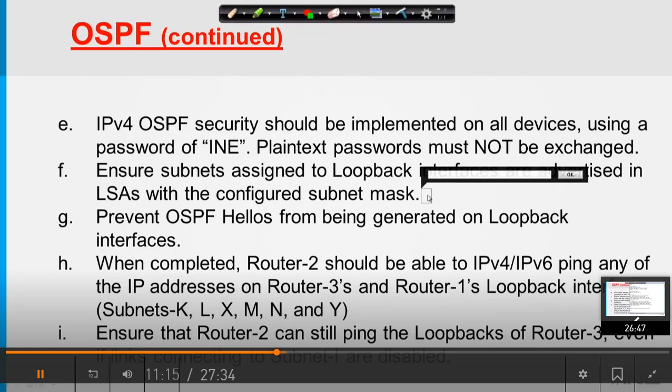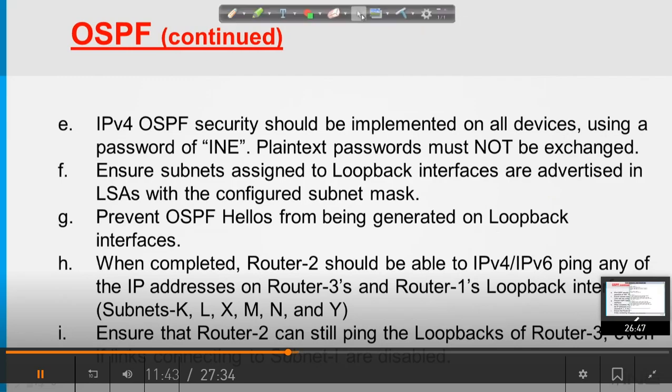So the command would be on the actual interface itself, IP OSPF network point to point. So instead of having OSPF view it as a loopback, we want it to view it as a point-to-point network. And that will allow it to pick up the actual mask.